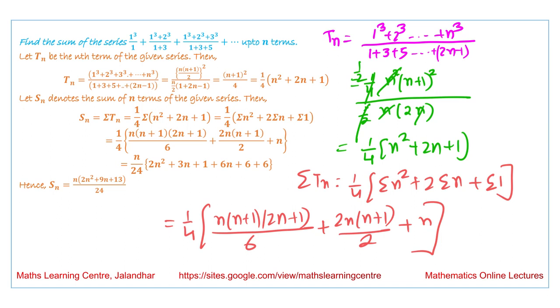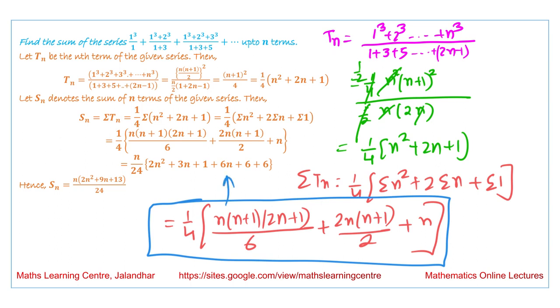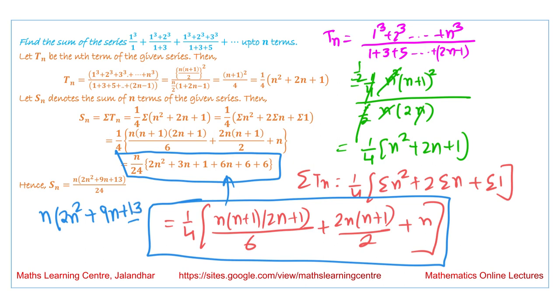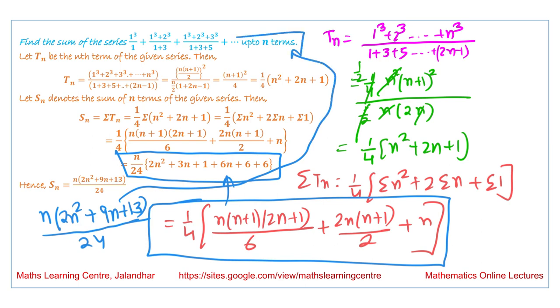And when we simplify this value, you will obtain the result in this form, that is the final result: n into (2n square plus 9n plus 13) divided by 24. So this is the sum of these terms up to n terms.